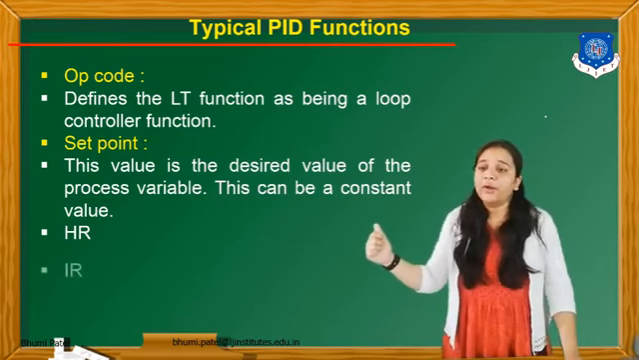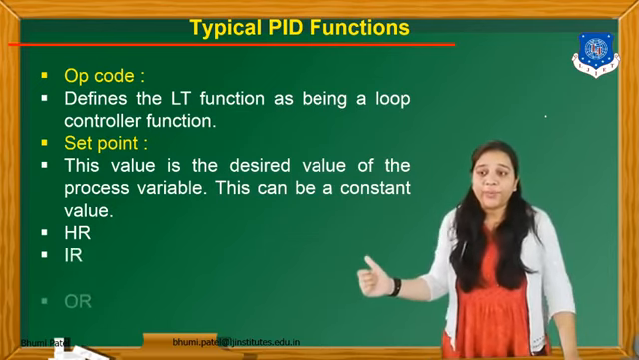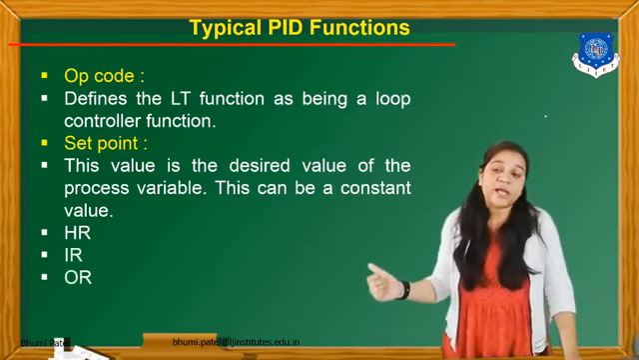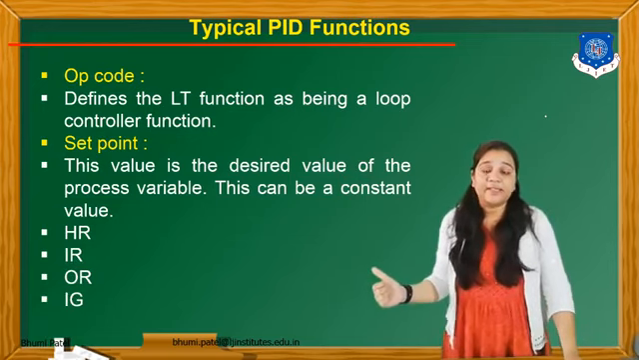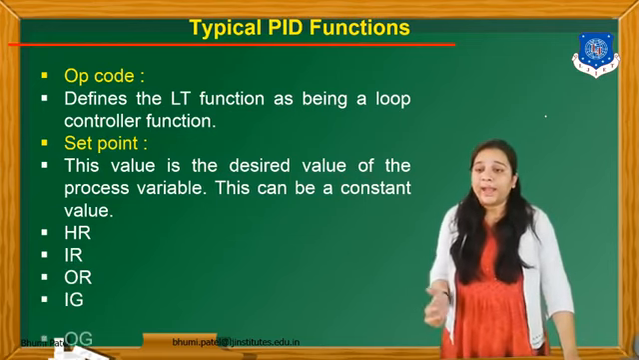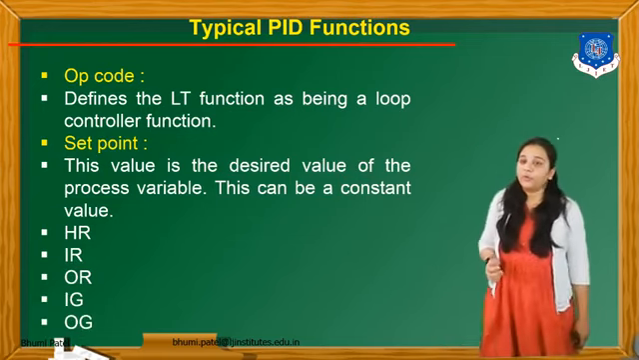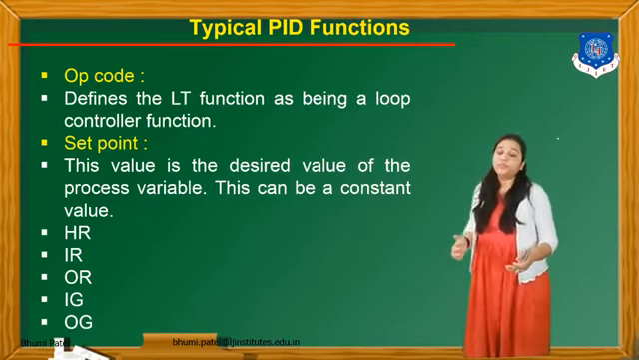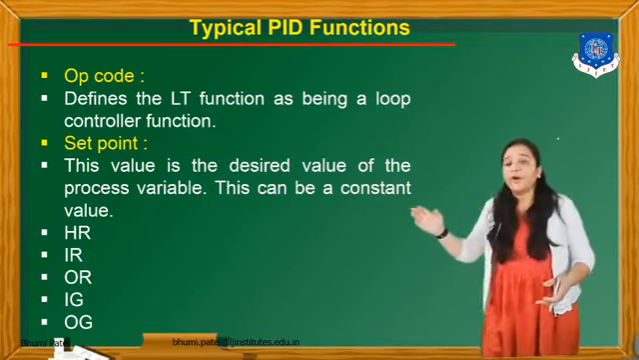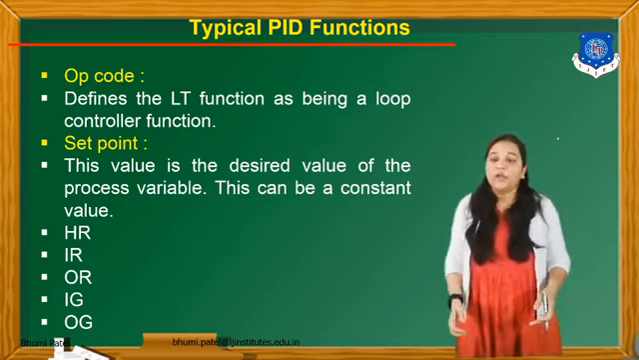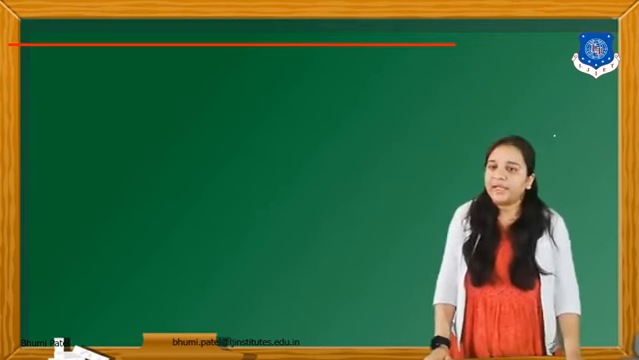Now the set point value will be stored in this particular register: HR, that is the holding register; IR, input register; OR, that means output register; IG, that means input group; and OG, that means output group. So we can take the data from any of these locations for this set point of the PID function.